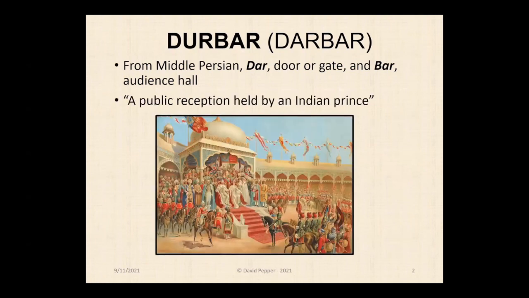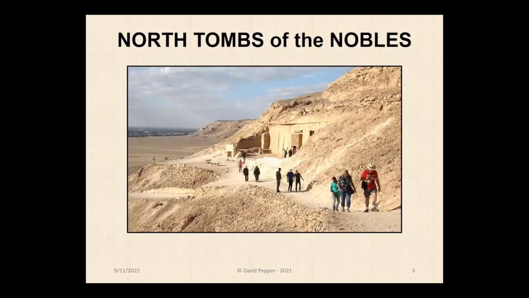In the Urdu language of India, it means a public reception held by an Indian prince. The term came into the English language after the British conquest and occupation of India. Modern Egyptologists use the term Durbar to describe tribute ceremonies held in ancient times.